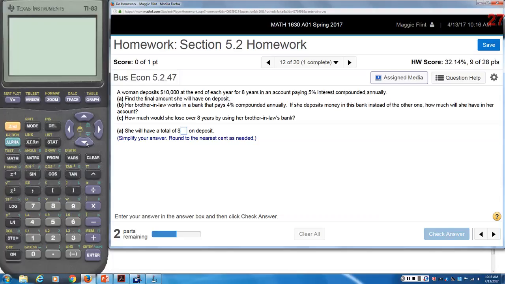Okay. She wants to deposit at the end of each quarter, which is 4. And the account is paying 5.1% interest, so that's 5.1. 5 years times 4 times a year is 20. That's what I got for that.